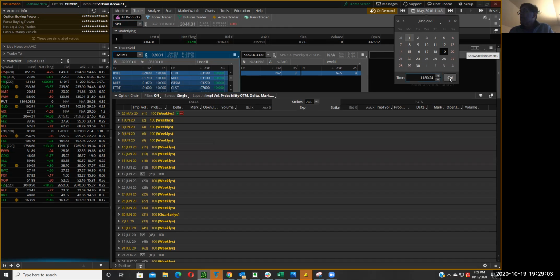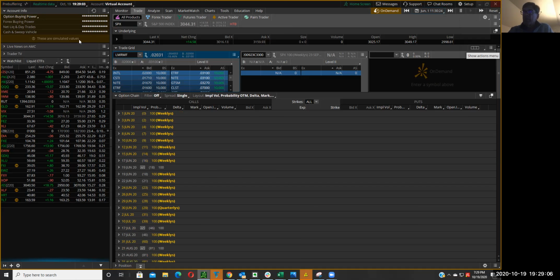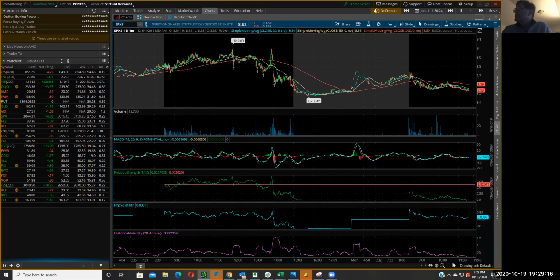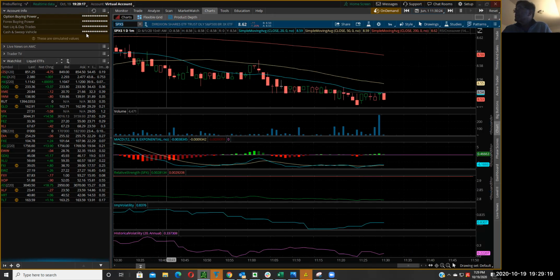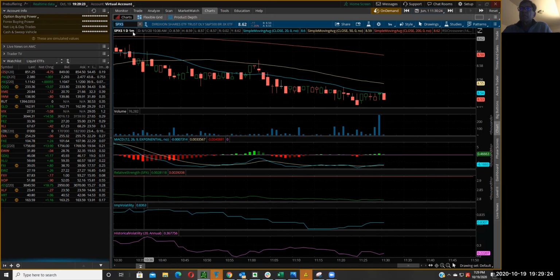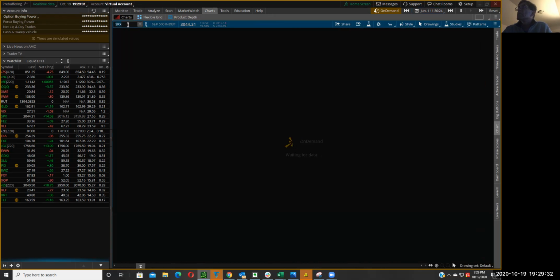So I'm going to click on go here, and then it needs time to catch up. You can see up here in the upper left where it says pre-buffering. While it's pre-buffering, I just click over here on chart and I expand it. And when this finishes pre-buffering, it'll show you what SPX was trading at. SPX on June 1st at 11:30. So right now it's pre-buffering. When it finishes, you'll see what it's trading at.